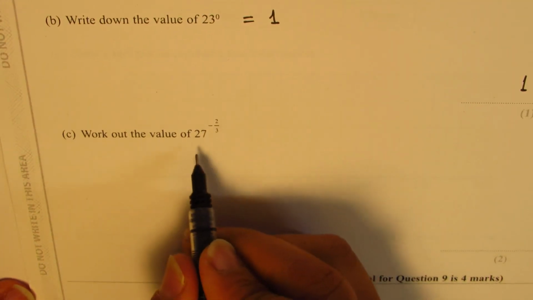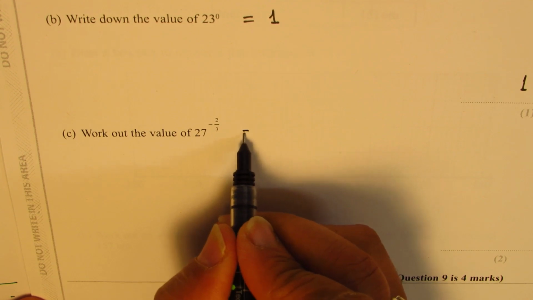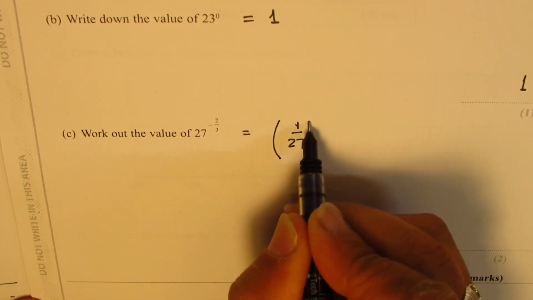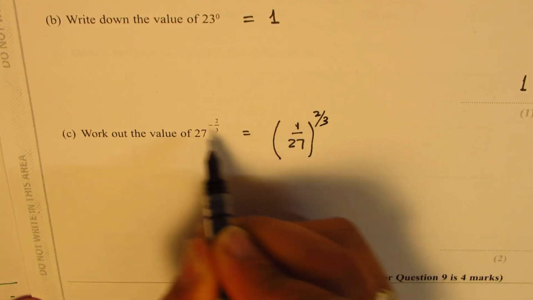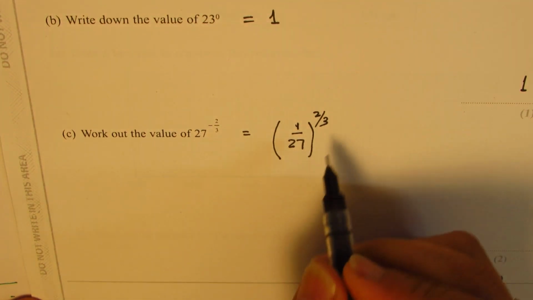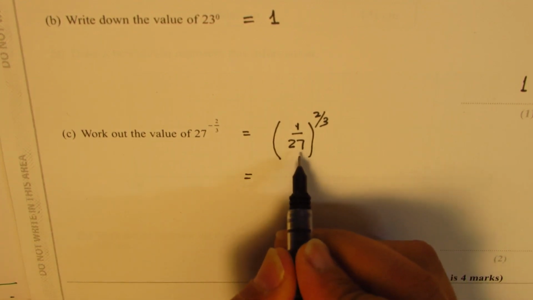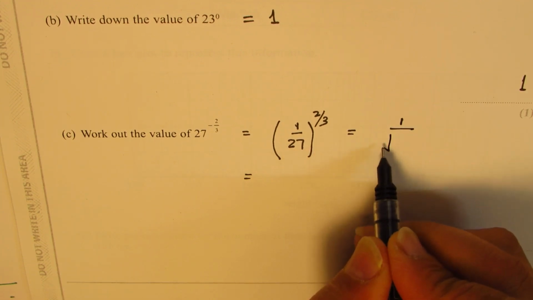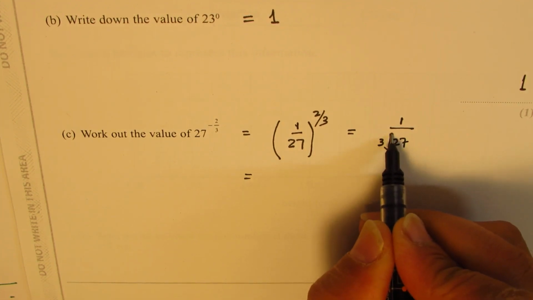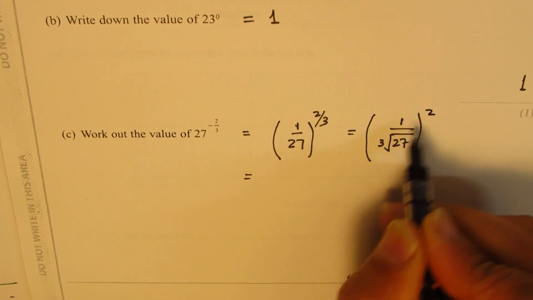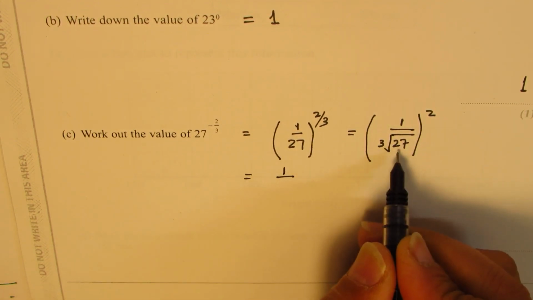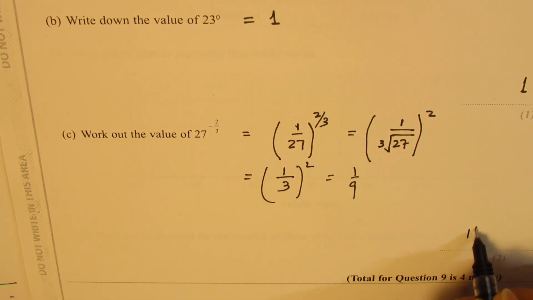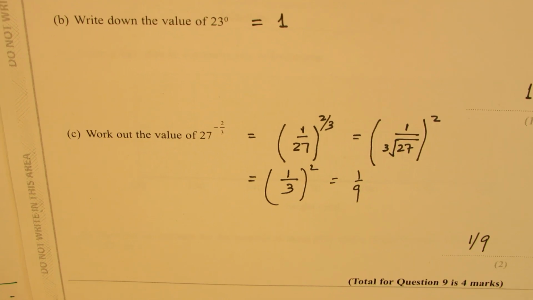And the last one is 27 to the power of minus 2 over 3. So that means 1 over 27 to the power of 2 over 3, right? So this negative will do the reciprocal. Now, we can actually find the cube root of this. So this basically means 1 over the cube root of 27, and then we'll square it. Do you understand? That's what it is. Cube root of 27 is 3, so we can square this and get the answer as 1 over 9. So we get 1 over 9 here as our answer.